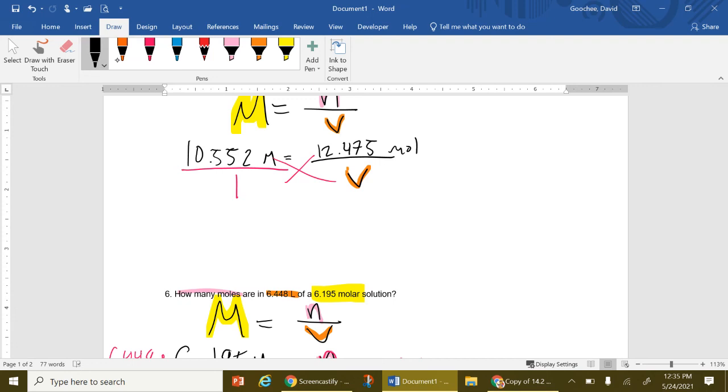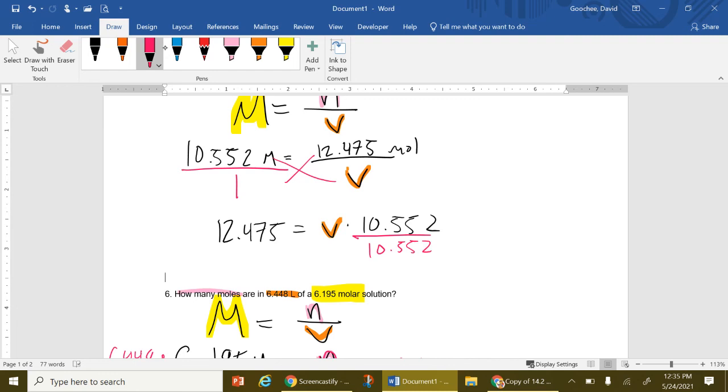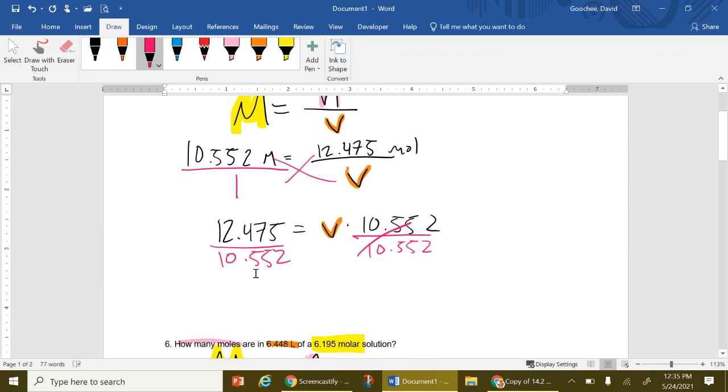Okay, so 12.475 times 1 is just 12.475. And that is equal to 10.552 times V. So V times 10.552. Trying to solve for the volume here. And so we're going to divide both sides by 10.552. We want to get V by itself. It's being multiplied by 10.552. So to undo it, we divide by 10.552. All right, so the volume is 12.475 divided by 10.552.